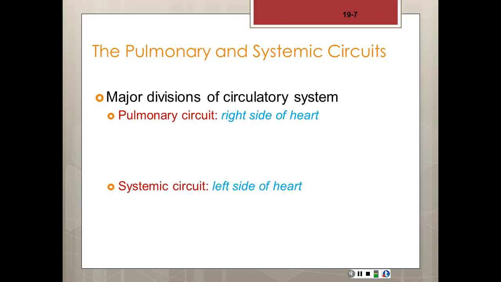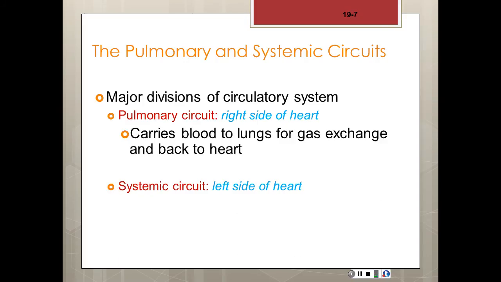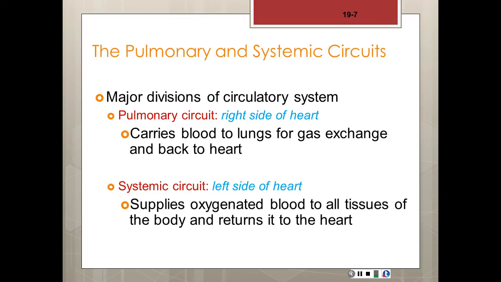Now, the cardiovascular system has 2 main divisions. You have a pulmonary circuit, which deals with just the right side of the heart, and that carries blood to the lungs for gas exchange and then back to the heart. The systemic system deals with just the left side of the heart, and that supplies oxygenated blood to all the tissues of the body and then returns it to the heart.